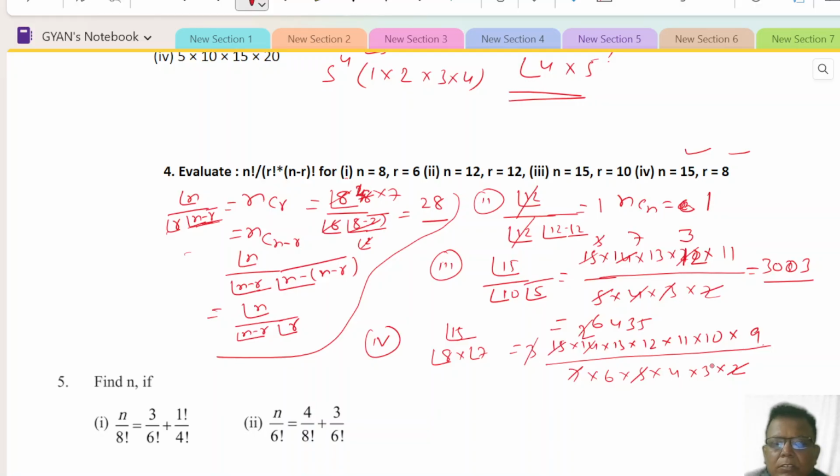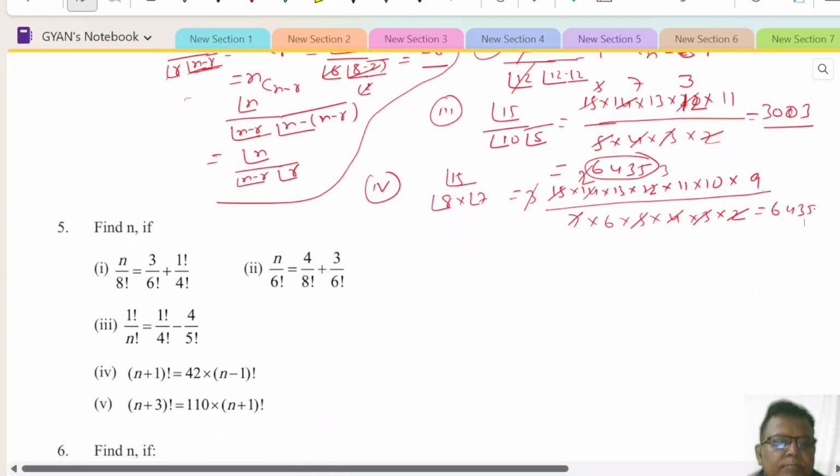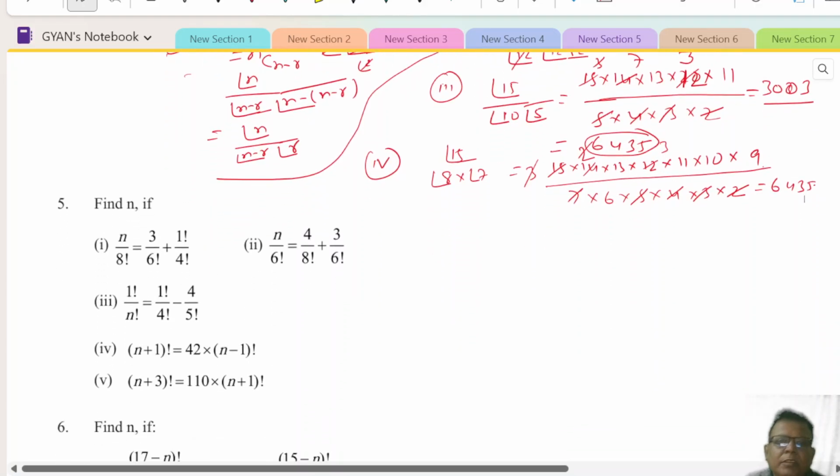3, 3, 3, and that will be equal to 6435. 6435. So now come to question number 5. First, here you have to find the value of n.